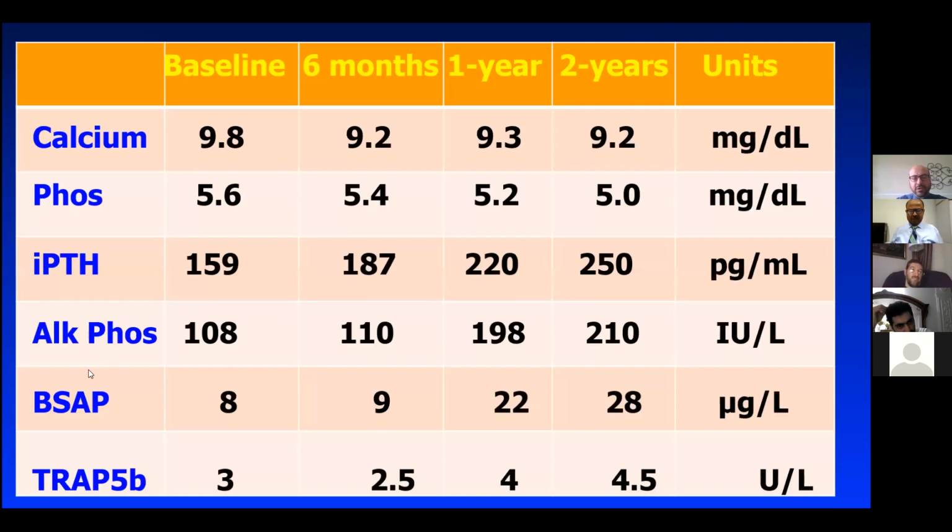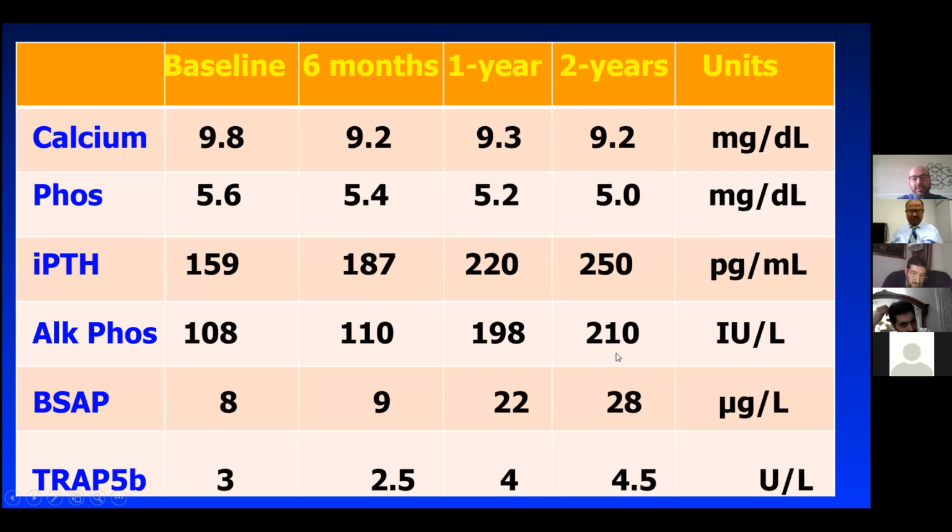And as you see here, don't focus on the calcium and phosphorus. You can start focusing from here. PTH improved. Here is the 6-month intervention with just the basic management. It didn't improve much, but after 2 years, it's 250. Alk phos increased more than about two-fold.